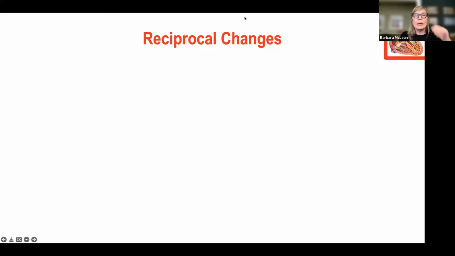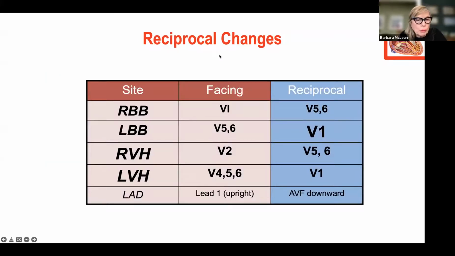Okay. Now, I'd like to remind you about reciprocal changes, and I made this little chart today, like an hour ago, because I want you to understand that when you have a right bundle branch block, you really diagnose that in V1, and you diagnose it in V1 because you have a big R wave and it takes a lot of time. And your reciprocal change in V5 and V6 is that you have a deep S wave and it takes a lot of time.